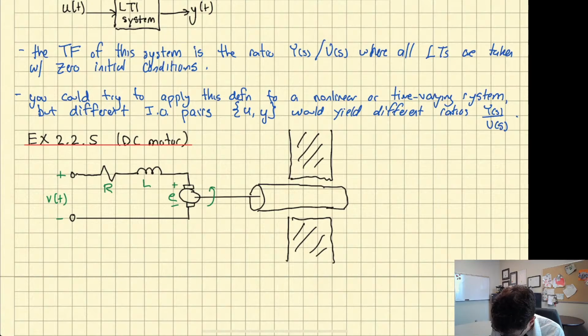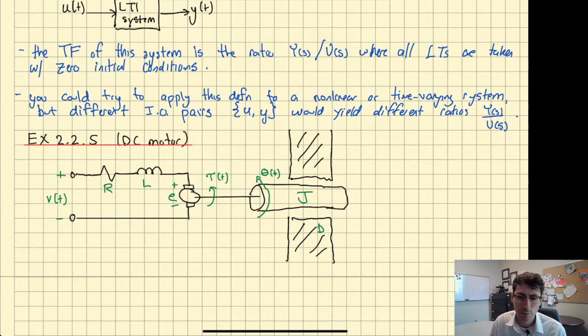The voltage produces a torque, tau. That will cause the load to rotate, which will change its angular position, which I'll call theta of t. The load has some inertia, which I'll call J. And like I said, maybe there's some rotational friction, and that's B, the damping coefficient.